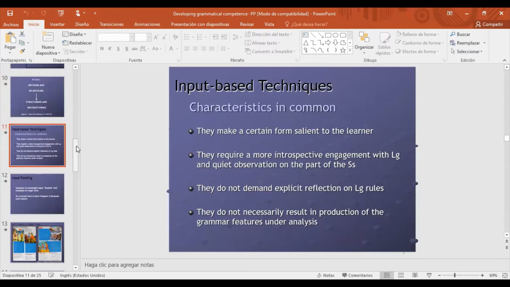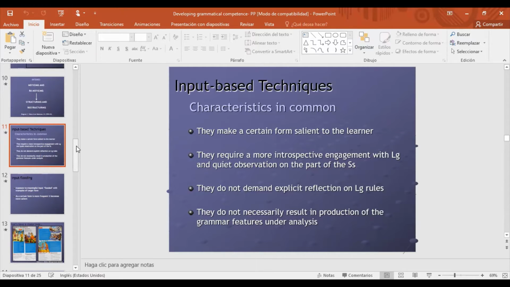And from there on, the students will carry out different processes in order to understand, store, and later on retrieve. They require a more introspective engagement with language and quiet observation on the part of the students. So we somehow decentralize the role of the teacher. In this case, mainly the teacher will be the provider of inputs, and it will be the students' task to carry out different processes, right?